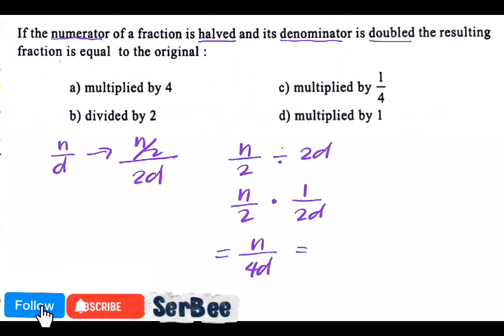Or simply, that is 1/4 times n over d. And n over d is our original fraction. So our answer is letter C.